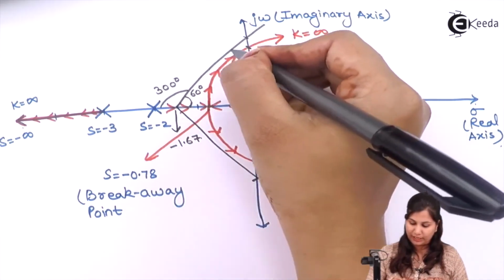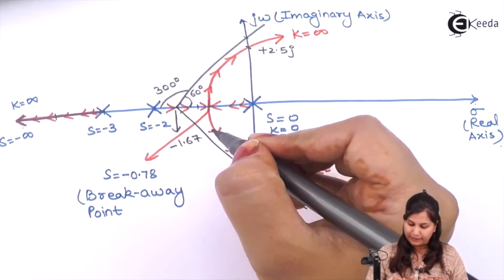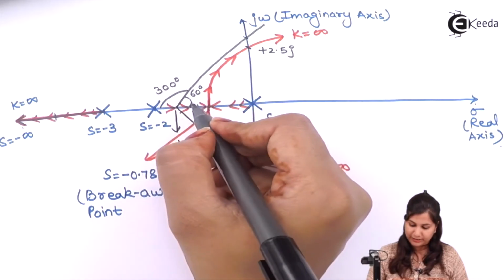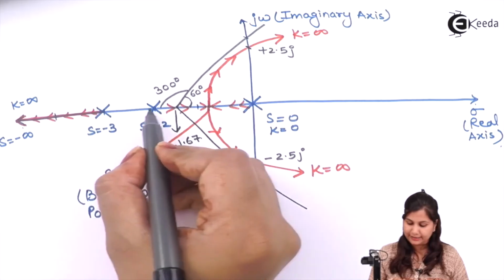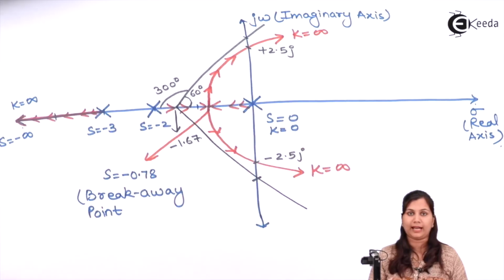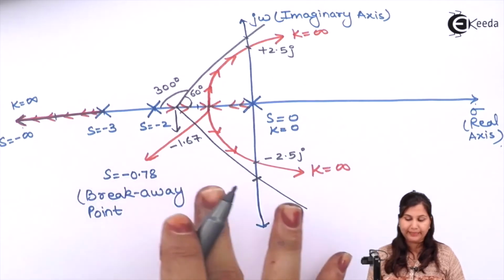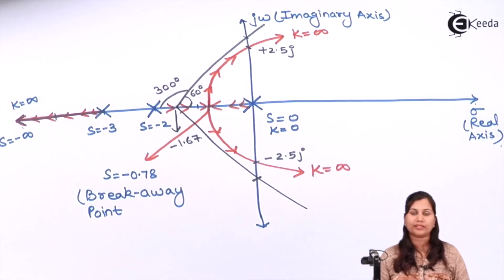And asymptotes, we have three asymptotes, and we are having this angle as 60 degrees, this as 300 degrees, and this is the third asymptote which is having the angle 180 degrees. Okay, so this is the complete root locus diagram of this system.